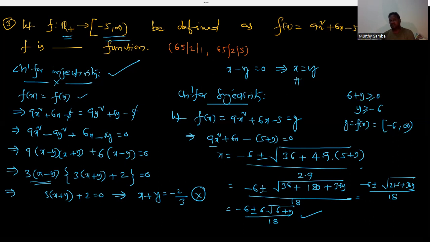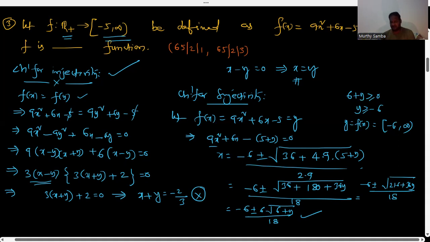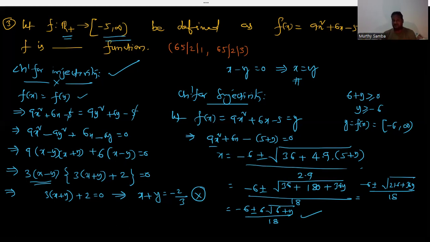It is the codomain. So the codomain is the smaller set than the range. Then we can happily agree upon this particular range, because if you take any number between minus 6 and minus 5, say minus 5.5, and substitute in the place of y, it means 9x squared plus 6x minus 5 is equal to minus 5.5. Then you will get imaginary roots. It means there is no such x possible. Therefore, it is an onto function also.